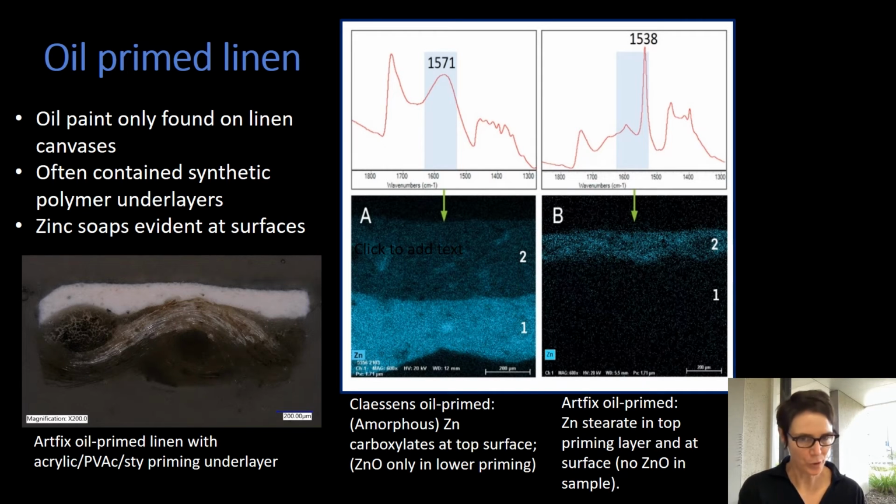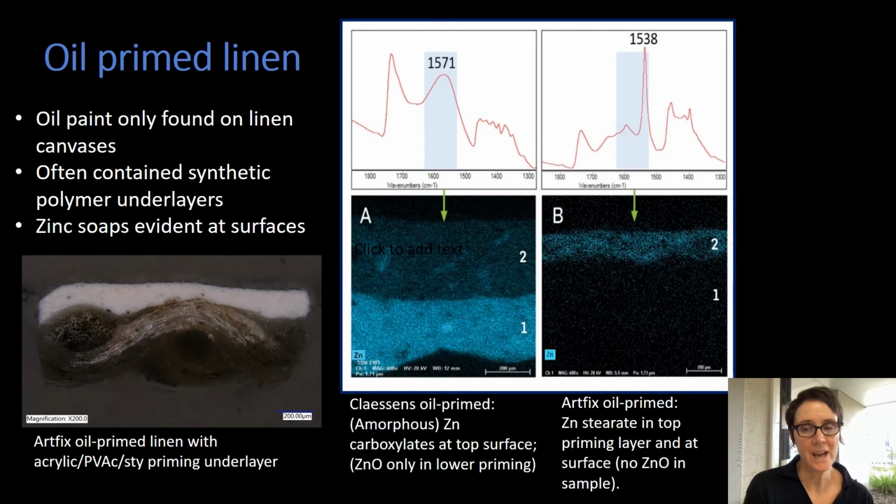All 4 of the oil-primed canvases were on linen canvas, and of the 4 oil-primed canvases analysed, zinc carboxylates, either amorphous or crystalline, were evident at the top layer of 3 samples. In this slide, you can see that amorphous zinc carboxylates, indicated by a broad band centred at wave number 1571, suggest in situ formation, which, in sample A, appear to have migrated from the lower priming layer, which is the only layer to contain zinc oxide.